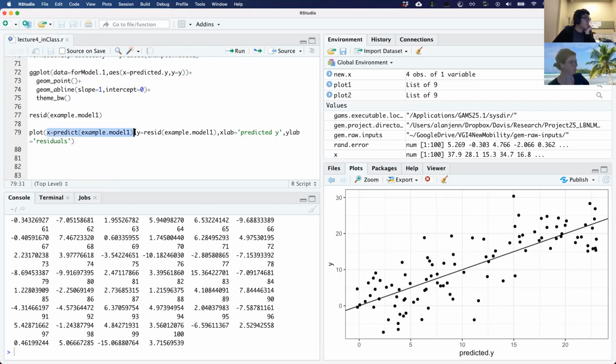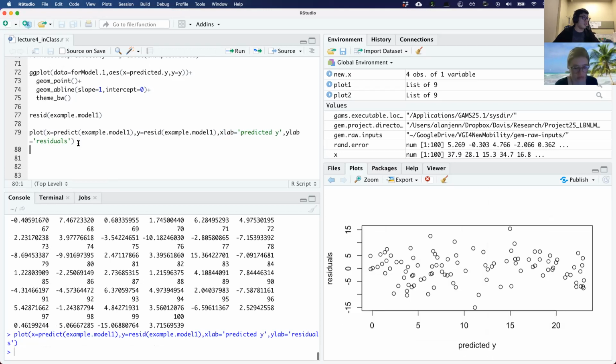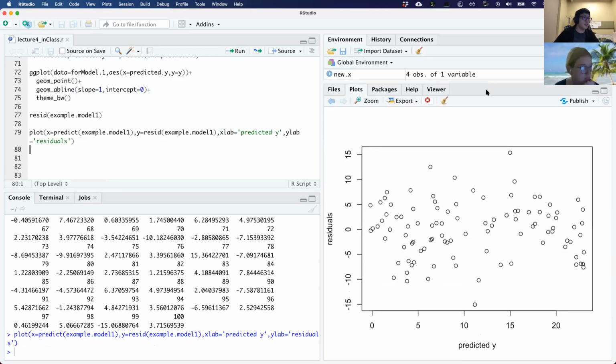So we just have our x values, our y values, and then these are just the way that you label the axes, so xlab and ylab. So let's take a look at what this looks like. I'll expand this. So here are the residuals.